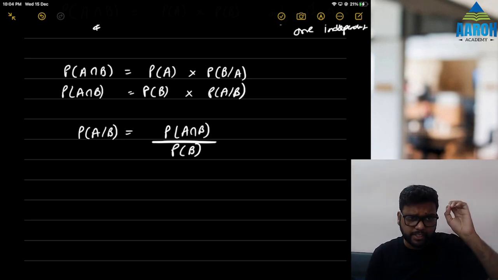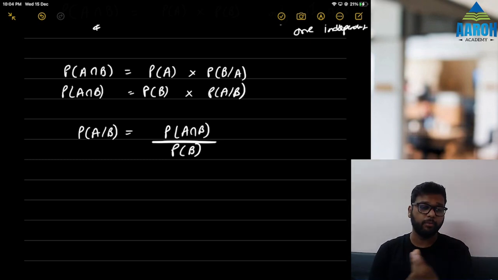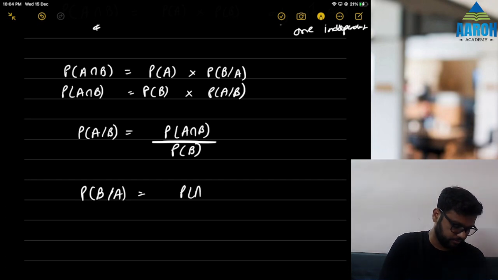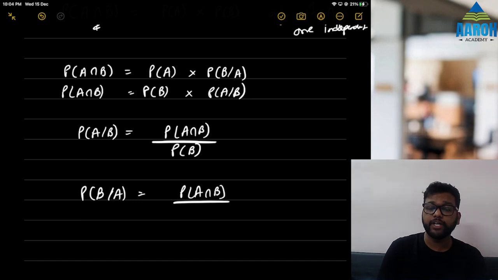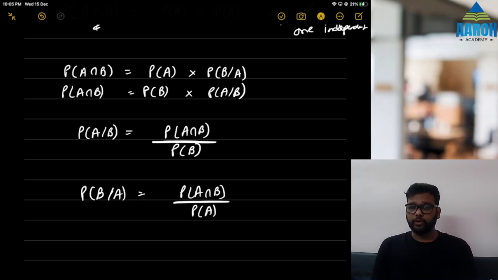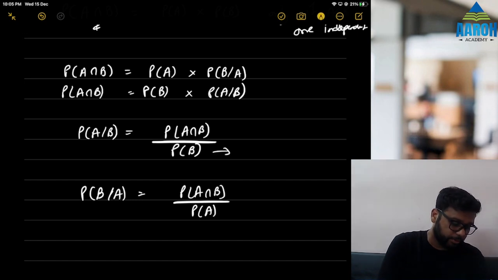So whenever something is given, always try to write it in the form of A given B, B given A, something like that. Similarly, the formula of B given A will be, in the numerator, P of A intersection B, and in the denominator we'll just have P of A. Always remember that this denominator cannot be 0.